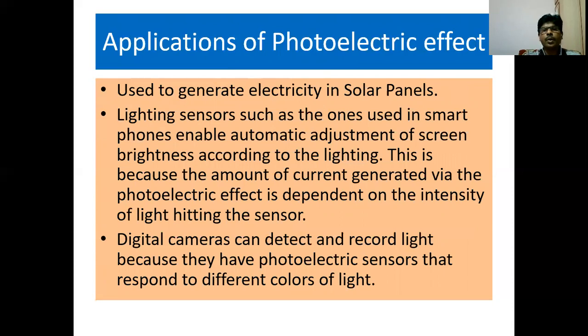What are the applications of photoelectric effect? It is used to generate electricity in solar panels. Lighting sensors such as the ones used in smartphones enable automatic adjustment of screen brightness according to the lighting. This is because the amount of current generated via the photoelectric effect is dependent on the intensity of light hitting the sensor. And also, digital cameras can detect and record light because they have photoelectric sensors that respond to different colors of light.